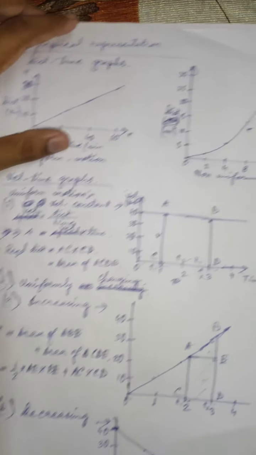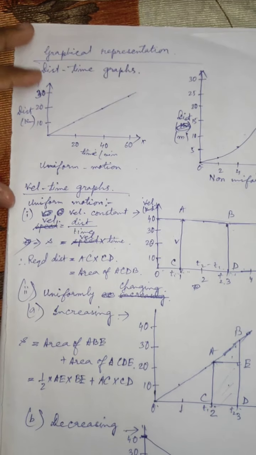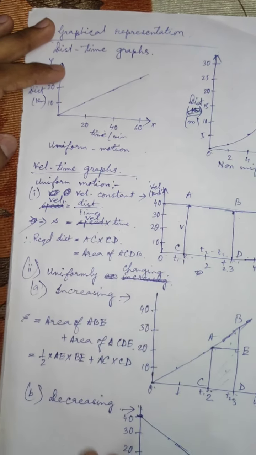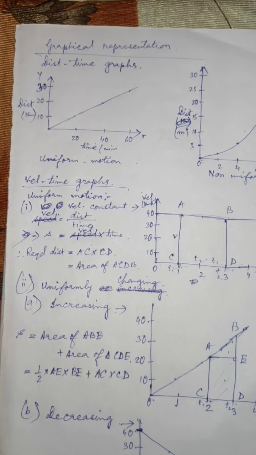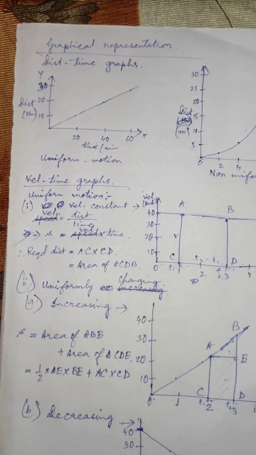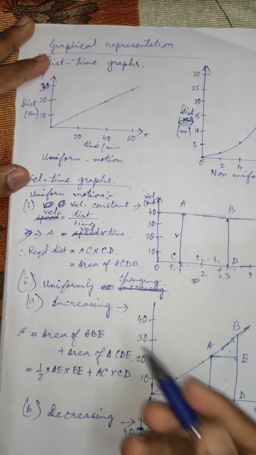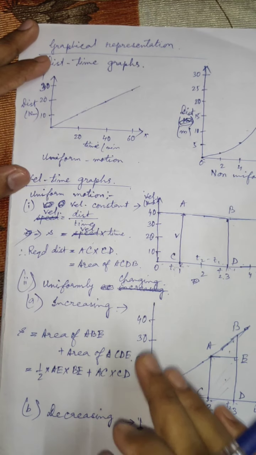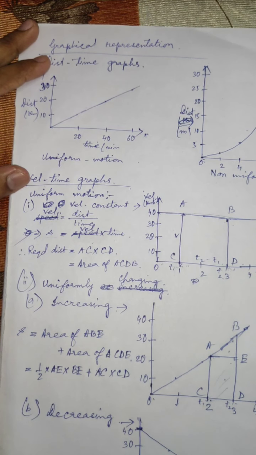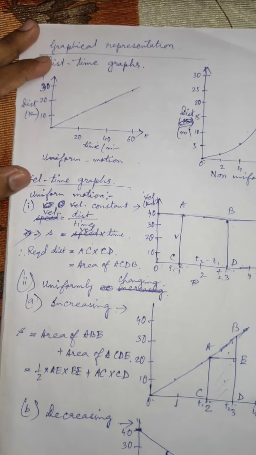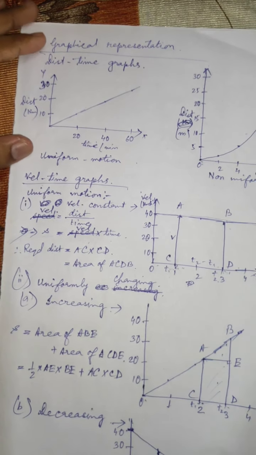And what will be the case of non-uniform motion? All we discussed in the velocity time graph are cases of uniform motion. First the case was constant velocity, and the next case was uniformly changing velocity. In uniformly changing velocity, there are two cases: one is increasing, another is decreasing. Decreasing will also be the same. We can find the distance traveled by the object at an instance.